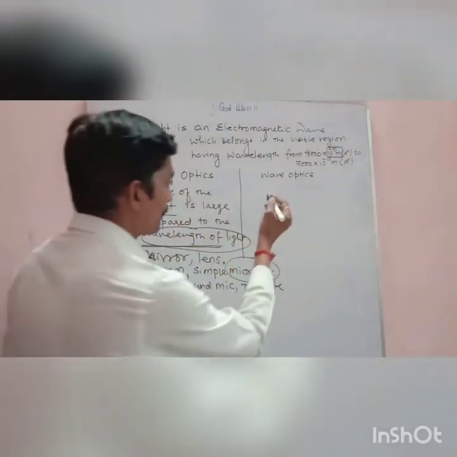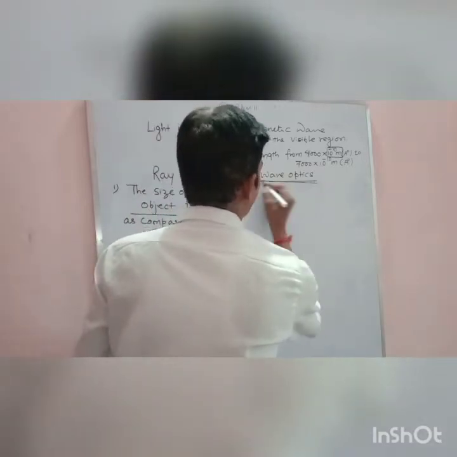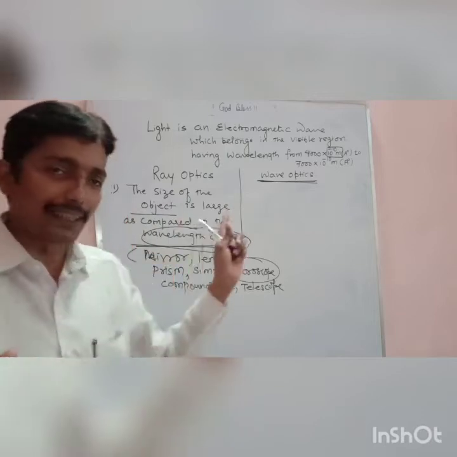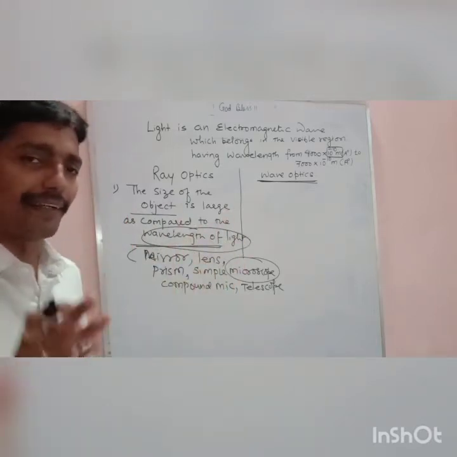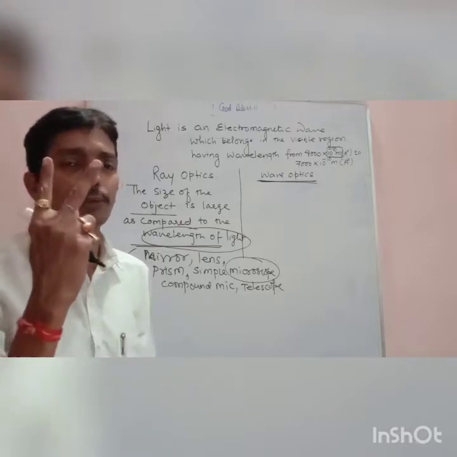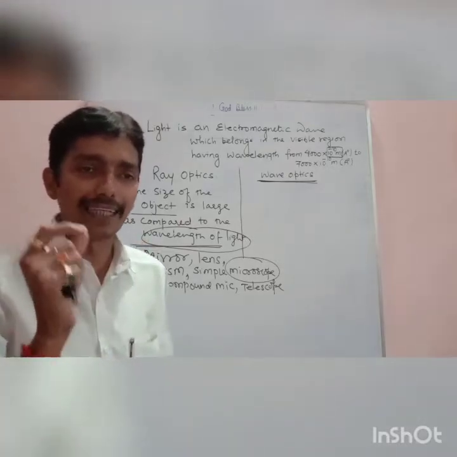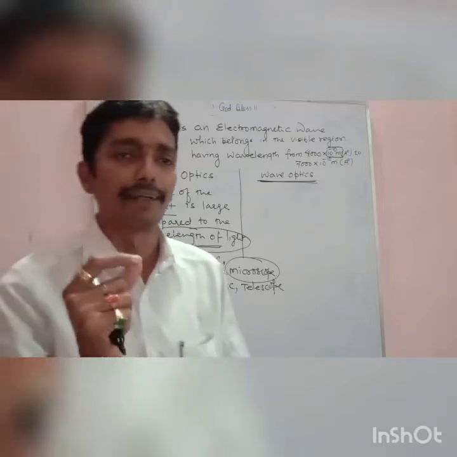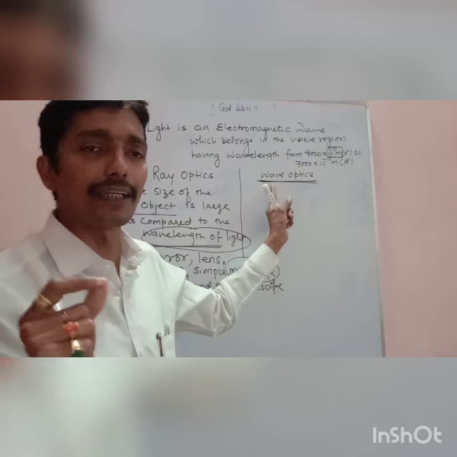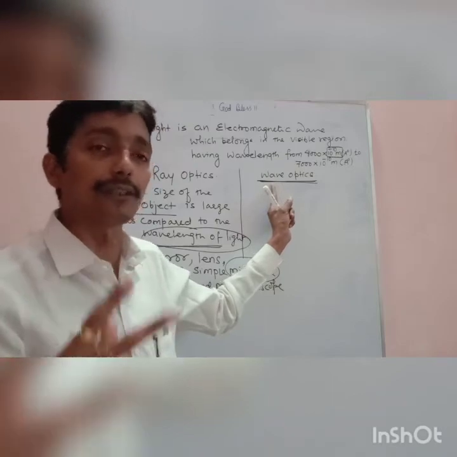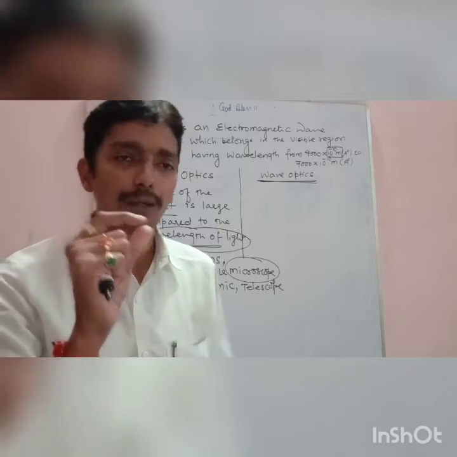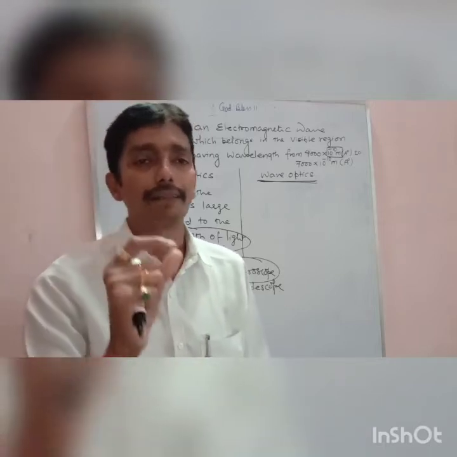But in wave optics, this is an important one. Now from this topic, you are sure about it that these two chapters are categorized on the basis of two concepts. One, the size of the object, and other, the wavelength of the light. I repeat, these two concepts, ray optics and wave optics, are distinguished on the basis of two things: one, the size of the object, and second, the wavelength of the light.